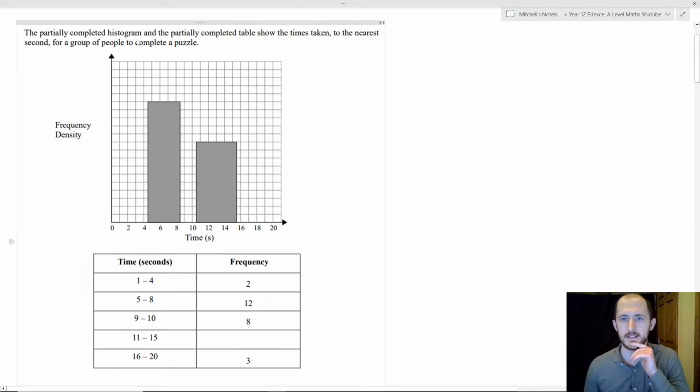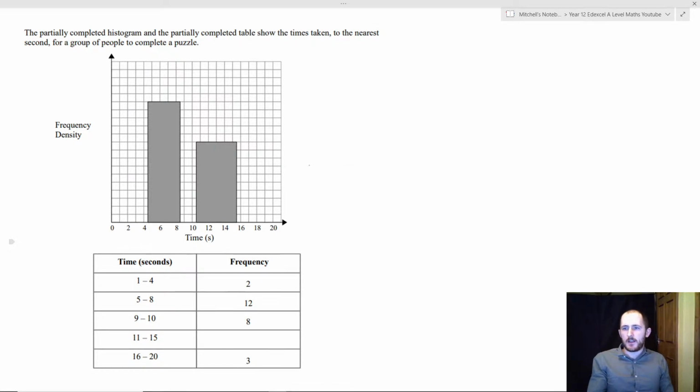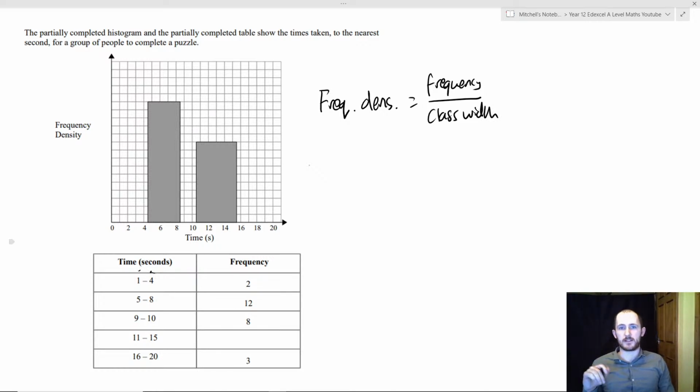So the partially completed histogram and the partially completed table shows the times taken, to the nearest second, for a group of people to complete a puzzle. So the key thing to remember about histograms, a few things. First of all, the frequency density, which I'm just going to abbreviate to freq dens, is just the frequency over something called the class width. And the class width is just the upper and lower boundaries of the class subtracted from each other.